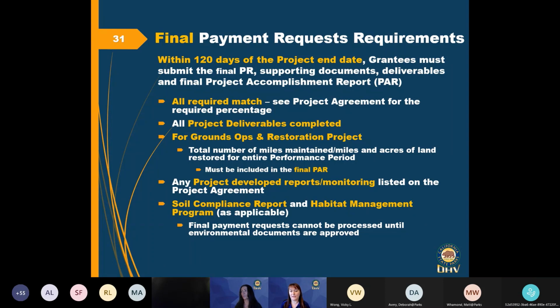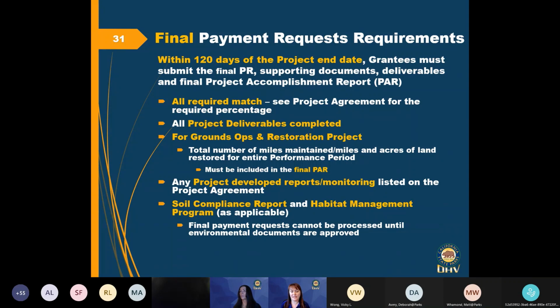And at this point, that final submission, that final payment request or closeout, you should have all of your required match based on the percentage on your project agreement that Maria showed. All your project deliverables should be completed, and if not, you should communicate with us. There should also be funds left on the table for those deliverables. For ground ops and restoration projects, we need to know the total number of miles maintained or restored, and you want to enter that information on your final project agreement, project accomplishment report.